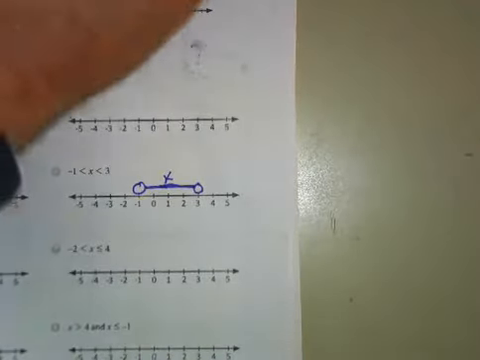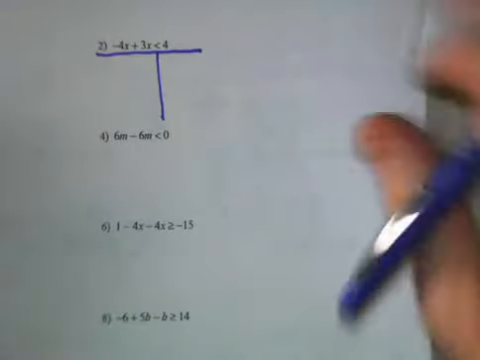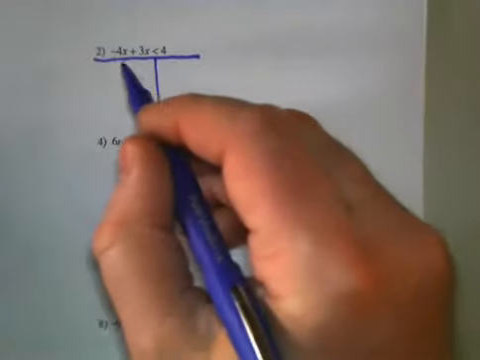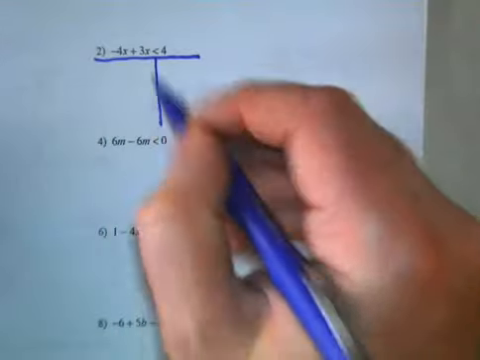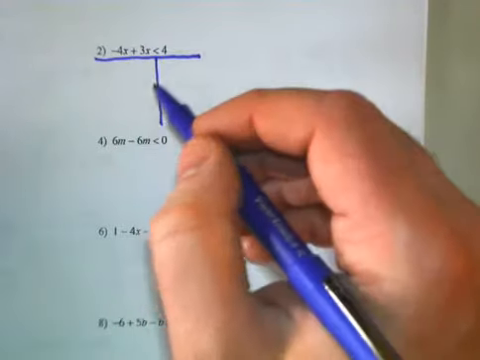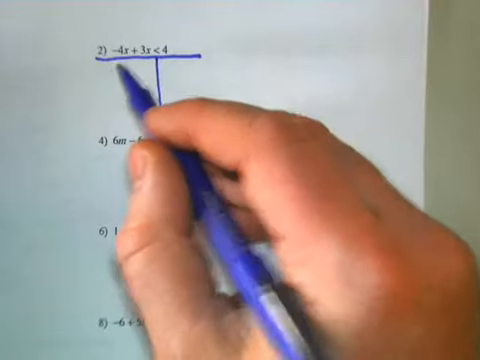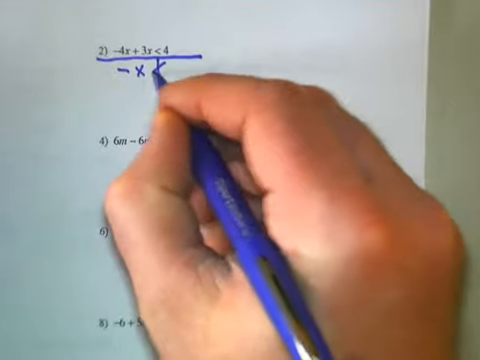And now let's look at a problem with a negative. So I'll zoom in here so you can see it a little better. We have negative 4x plus 3x is less than 4. If your terms are on the same side of the inequality sign, you can combine them. What's negative 4x plus 3x? Negative x is less than 4.